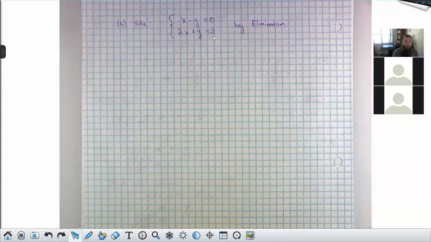Here, the multiple is very easy to choose. The first equation has a minus y, and the second equation has a plus y. So I don't need to multiply this by anything. If I just straight up add these equations to each other, you'll have negative y plus positive y, and the y's will go away.